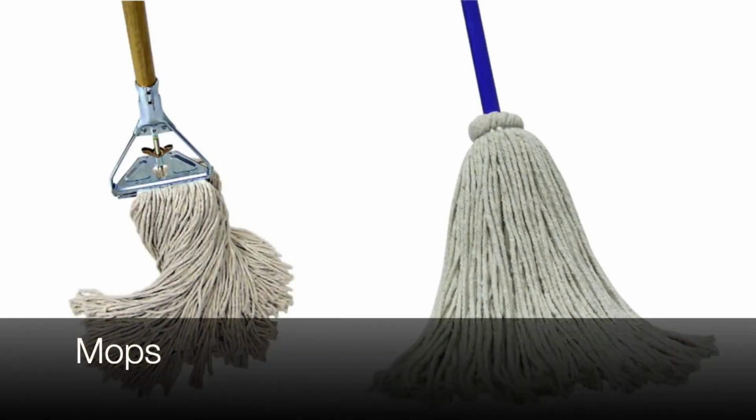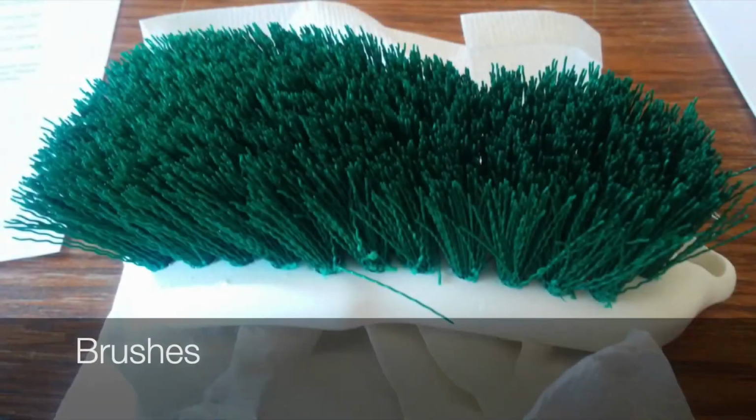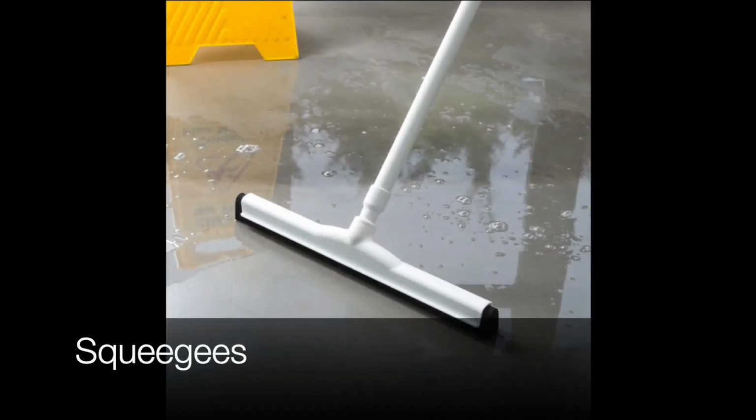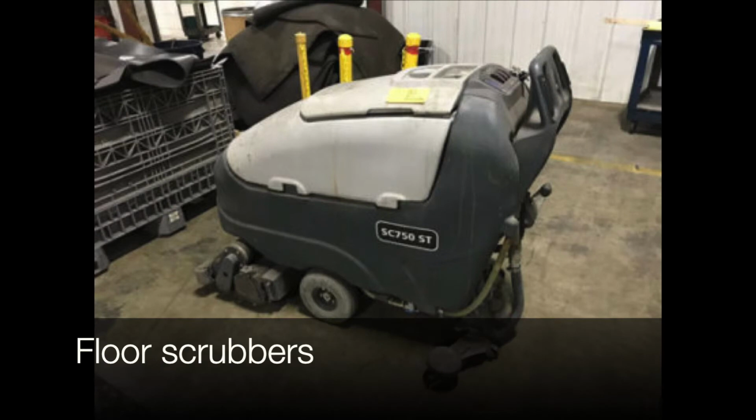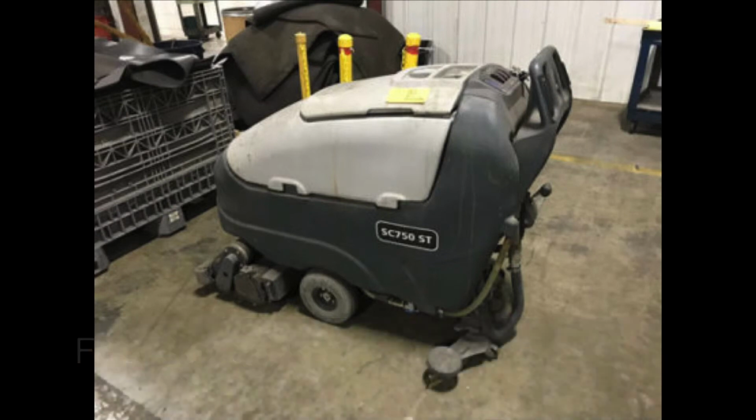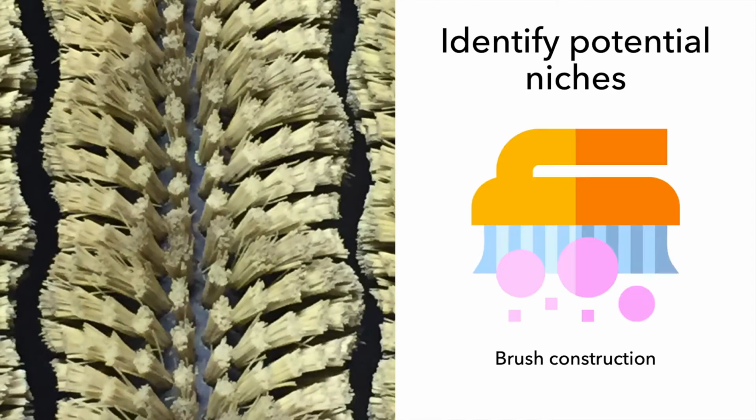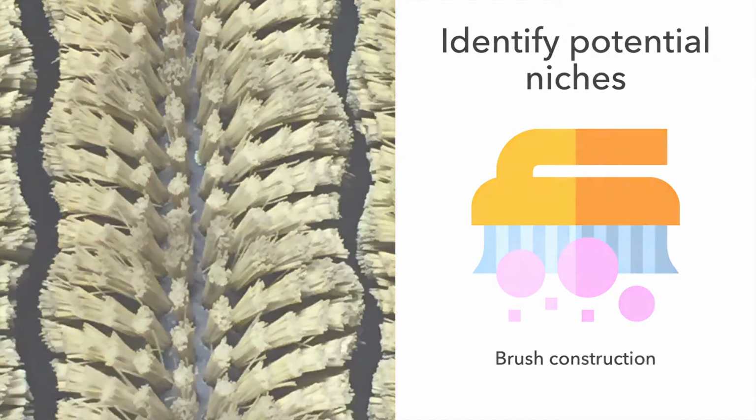Other potential niches include cleaning aids such as mops, brushes, squeegees, and floor scrubbers. For example, brushes are constructed in a way that creates many difficult-to-access crevices that are nearly impossible to clean.